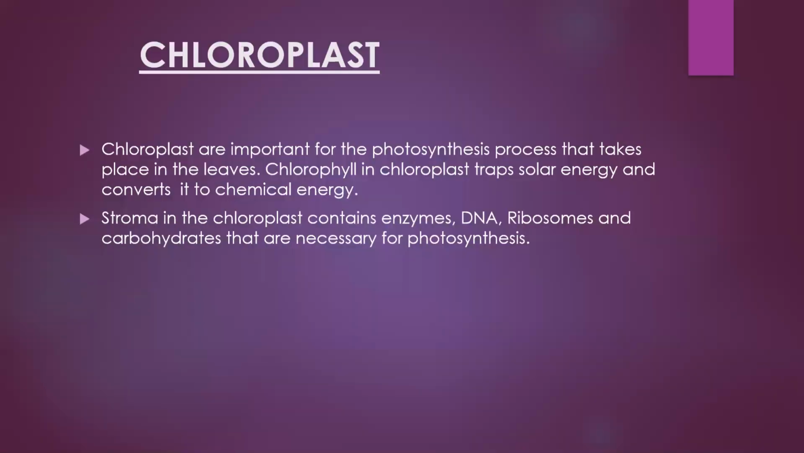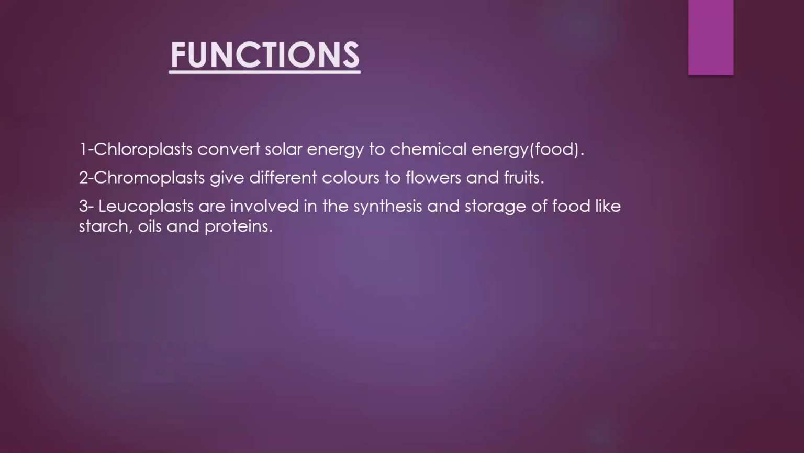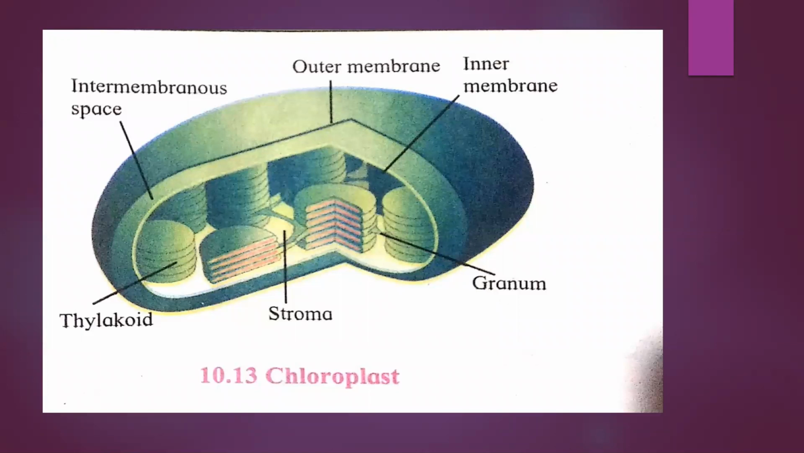Chloroplast. Chloroplasts are important for the photosynthesis process that takes place in the leaves. Chlorophyll in chloroplast traps solar energy and converts it to chemical energy. Stroma in the chloroplast contains enzymes, DNA, ribosomes, and carbohydrates that are necessary for photosynthesis. Functions. Chloroplast converts solar energy to chemical energy, food. Chromoplasts give different colors to flowers and fruits. Leucoplasts are involved in the synthesis and storage of food like starch, oils, and proteins. This is the image of chloroplast.